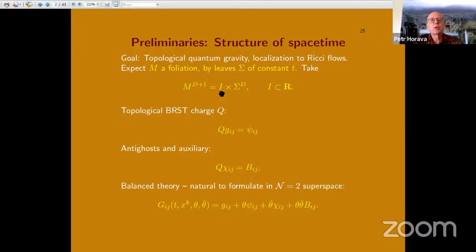And cross a time interval, and let's not study the boundary conditions at the initial or final moment in time. Let's just try to construct the bulk of the theory in terms of imposing symmetries in the bulk and seeing how to construct the appropriate Lagrangian.